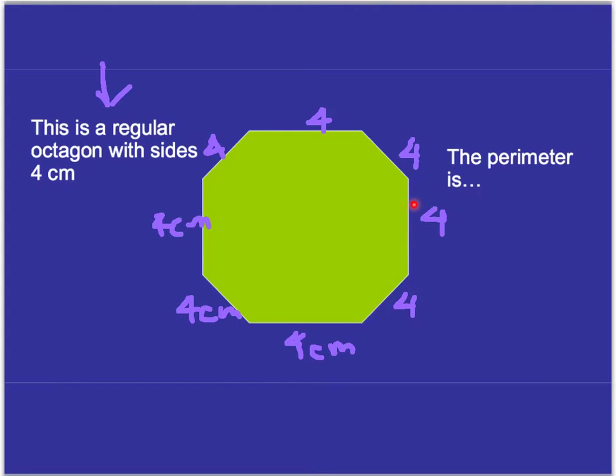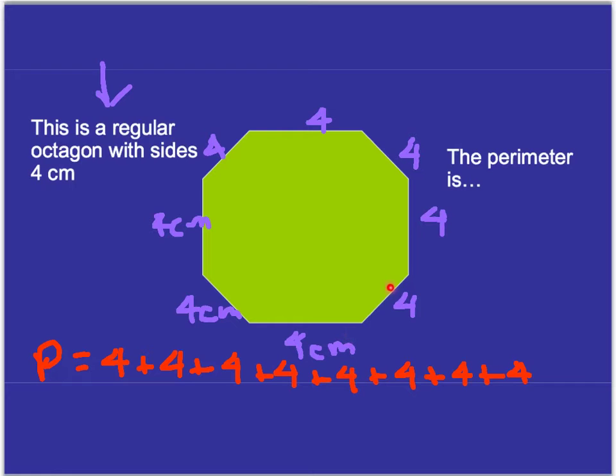I will go around the figure: 4, 4, 4, 4, 4, 4, 4, and 4. I think I said 4 eight times, but if I write it out, this is what it'll look like. I forgot to put a P in front of that. I'll make sure of my addends and the number of my addends as well. 1, 2, 3, 4, 5, 6, 7.